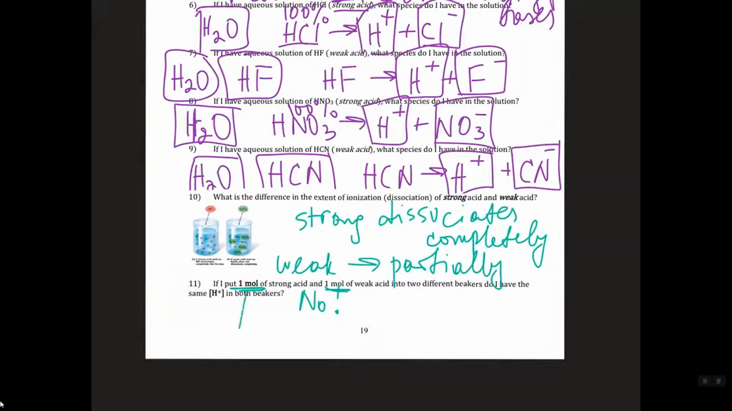However, my strong one is going to produce a lot, right? For every molecule of strong acid, I'm going to produce a lot of hydrogen ion, versus weak, where only some of them are going to break down, so few hydrogen ions are going to be produced, so much more for strong acid. Interesting thing is that water is a weak acid.